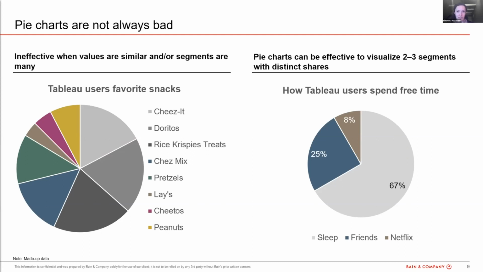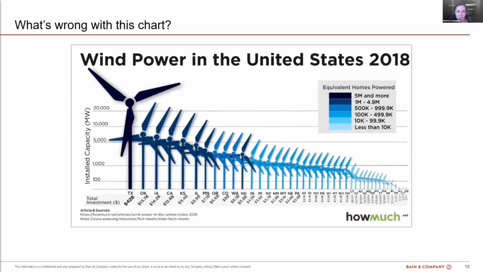Okay, next one. What's wrong with this chart?